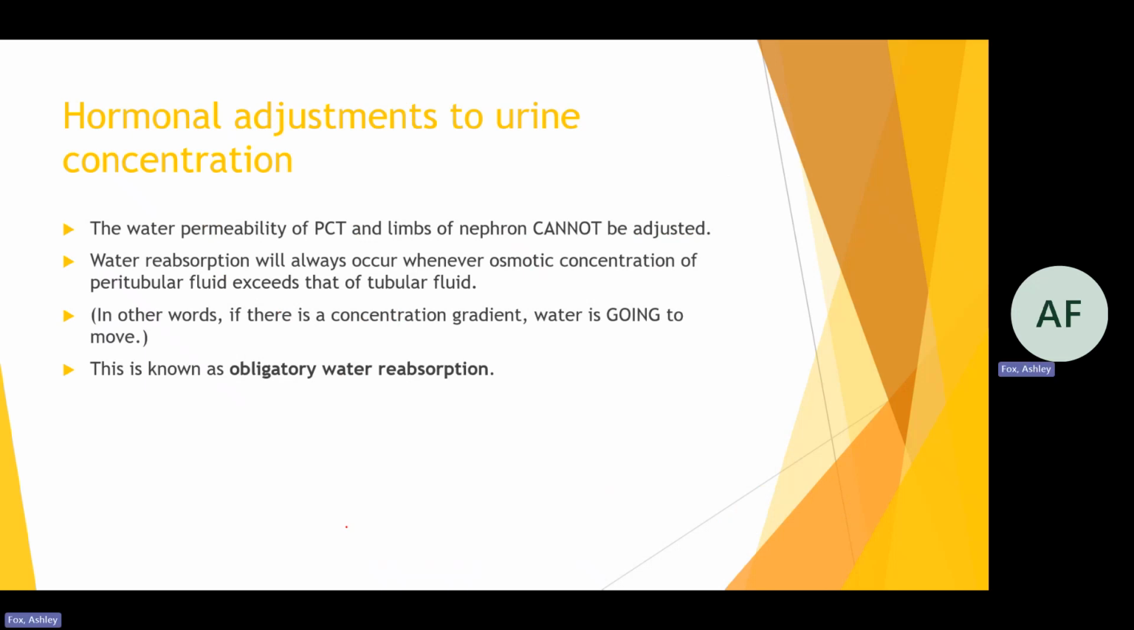So again, the water permeability of the proximal convoluted tubule and the nephron loop can't change. It's obligatory. It's obligated. You can't change your obligations. Water will always move because there's always a channel. There's always aquaporins there as long as there's an osmotic concentration gradient. So as long as there's a reason for water to move, it's going to move. So again, that's obligatory water reabsorption.